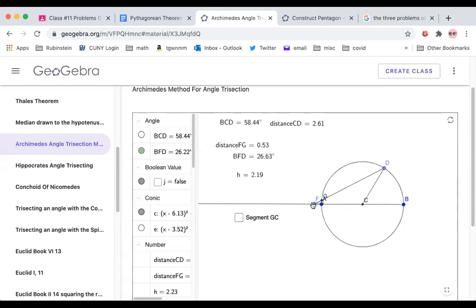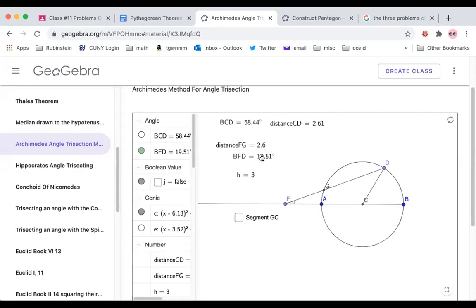What Archimedes says is, if you could make it so that FG is exactly the same length as the radius. Now the radius in this case is 2.61, so this is about as close as I can get. Archimedes says that if you do that, then this angle, DFC, will be exactly 1/3 of DCB. And he's right about that. We'll see why that is.